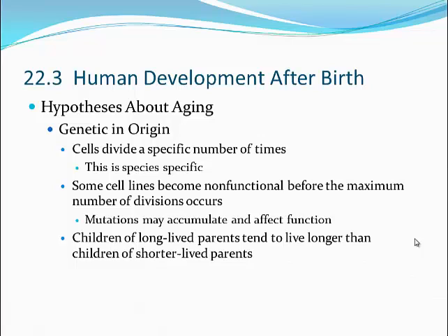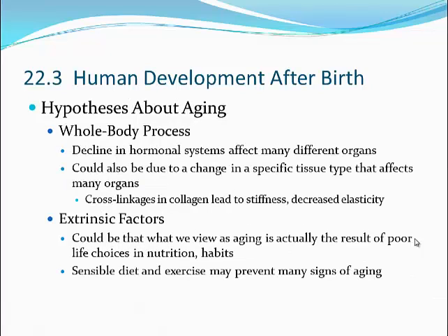A final hypothesis about aging is known as extrinsic factors. Extrinsic factors could be that what we view as aging is actually the result of poor life choices in nutrition and habits. Sensible diet and exercise may prevent many signs of aging.